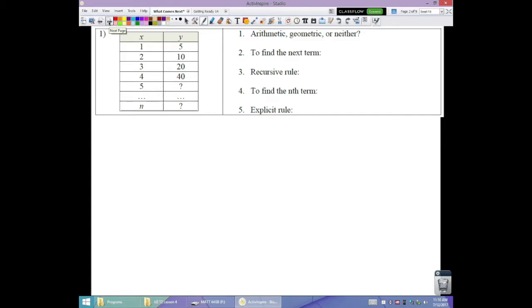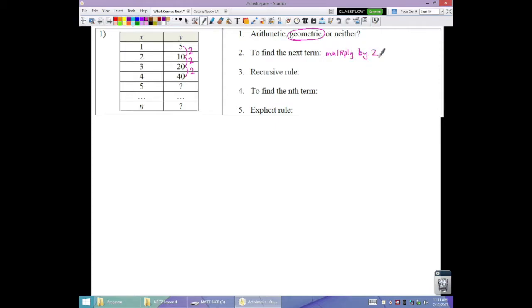Number one, to decide what type of pattern, if you don't know right away at a first glance, start at the back, try subtracting. So 40 minus 20 is 20, 20 minus 10 is 10, therefore it cannot be arithmetic because I got two different answers. I tried dividing. 40 divided by 20 is 2, 20 divided by 10 is 2, 10 divided by 5 is 2. Since I got the same answer every time when I divided, that means this is a geometric sequence. To get the next term, I multiply by 2.